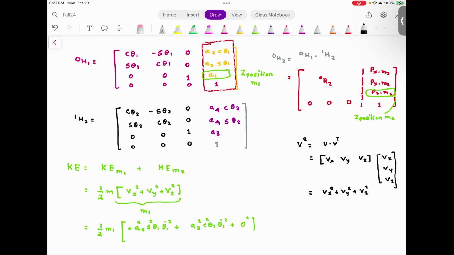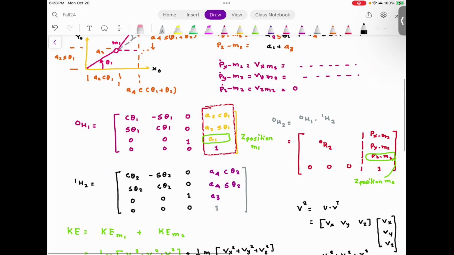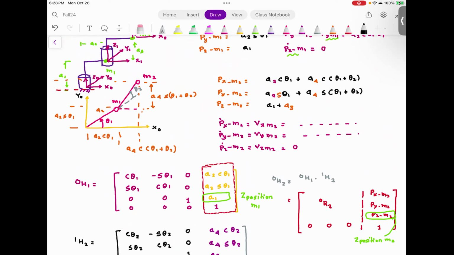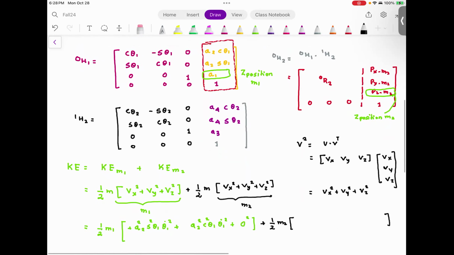Everyone understood this? Okay, so you got this. Story doesn't end there. But now I need to have 1/2 m2 (Vx square plus Vy square plus Vz square) for mass m2, which is going to be 1/2 m2 and all this long expression that actually I did not find out. But if you were to differentiate this equation, you are going to get a long expression and that you can substitute over here. Everyone understood this?